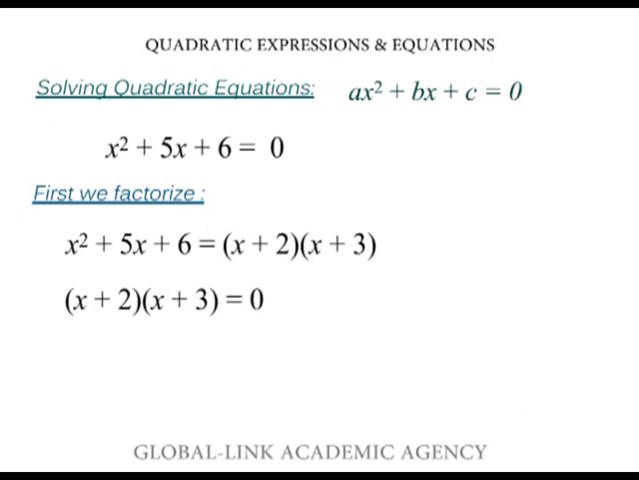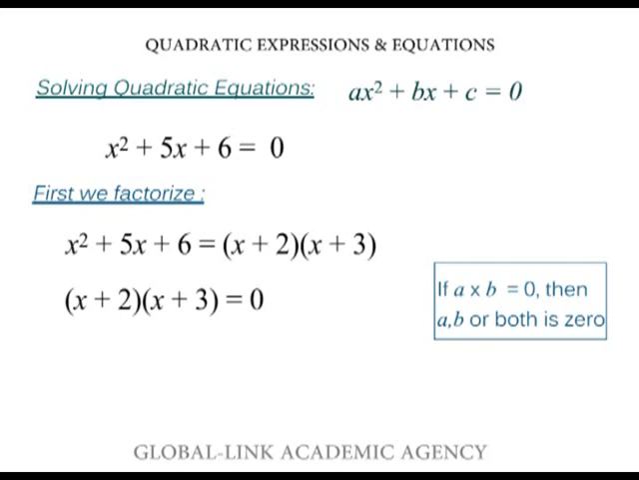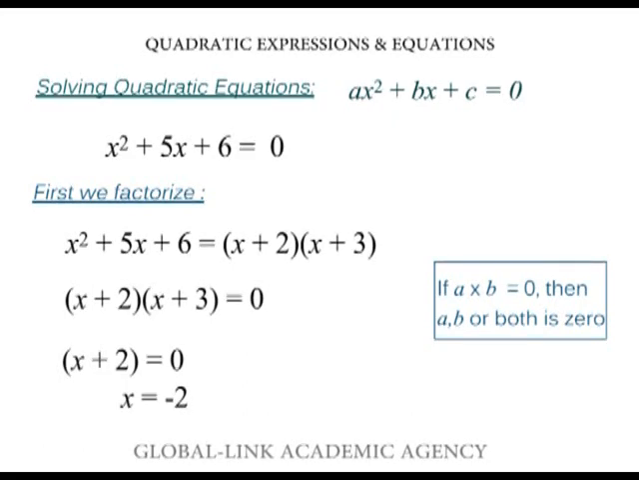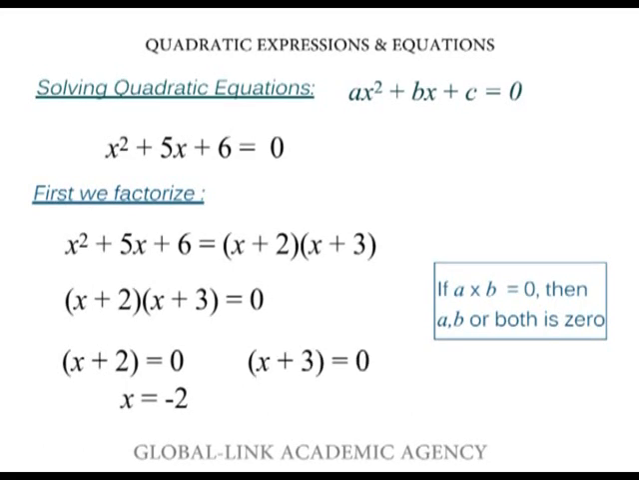Now, assuming a times b is 0, it means either a, b, or both is 0. Equally, for the above case, either x plus 2, x plus 3, or both is 0. If x plus 2 is 0, then x is minus 2. If x plus 3 is 0, then x is minus 3. Remember, we said quadratic equations have two answers. Therefore, minus 2 and minus 3 are the solutions for the equation. They are said to be the roots of the equation.